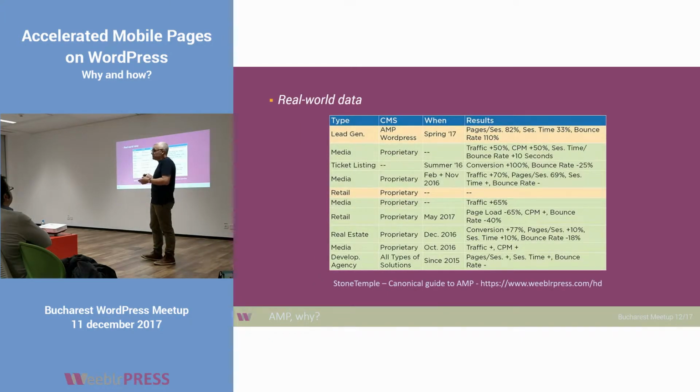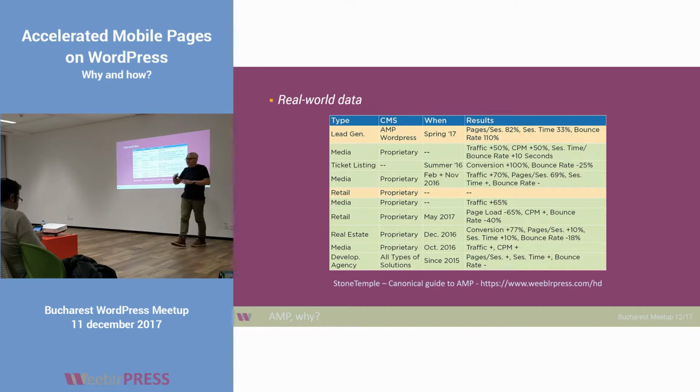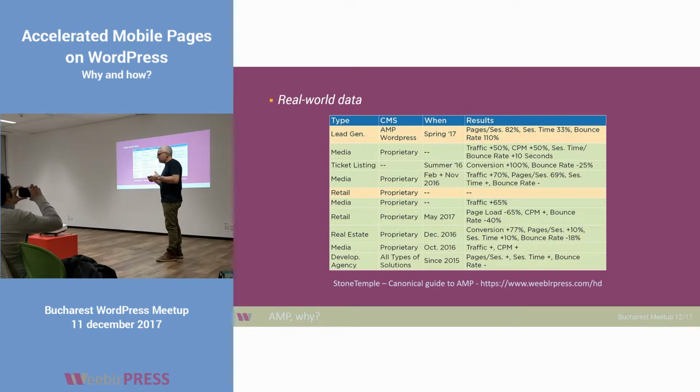And this one is a little less nice to look at, but it's another study by Stone Temple, which is another big SEO firm in the US. And they have made extended studies on various types of websites: media, tickets, ordinary retail, real estate, and so on. And they all experience various degrees of increase in conversions, in sales, in registrations, and so on. So I hope you got the point that a good implementation of AMP is going to bring you more results, conversion.